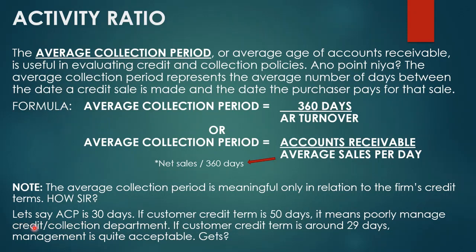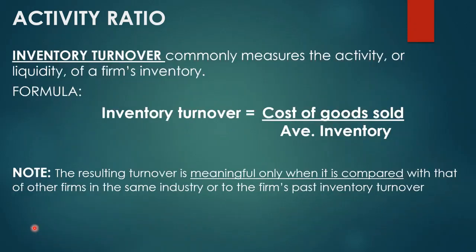So, gets nyo na. Pumunta naman tayo kay inventory turnover. Now, ano ba itong si inventory turnover? Ito si inventory turnover, it commonly measures the activity or liquidity of a firm's inventory. So, ang mini-measure nito is gaano ka-liquid yung inventory ng firm. Gaano kabilis siyang mabenta. Ang formula niya is inventory turnover equals to cost of goods sold divided by the average inventory. So, tandaan, ang mini-measure nito is gaano ka-liquid, gaano kabilis mabenta yung inventory ng isang company.